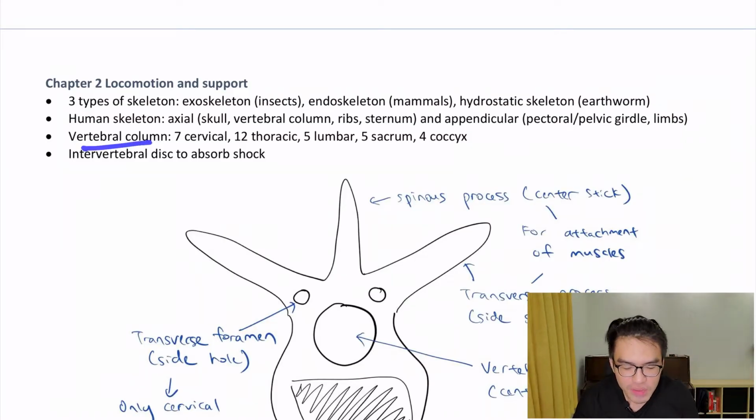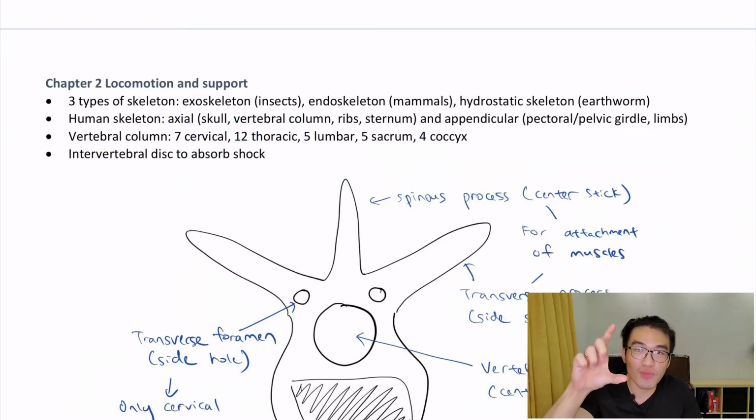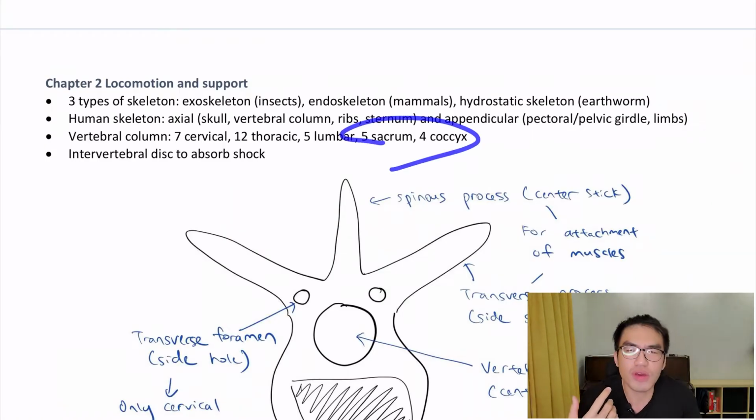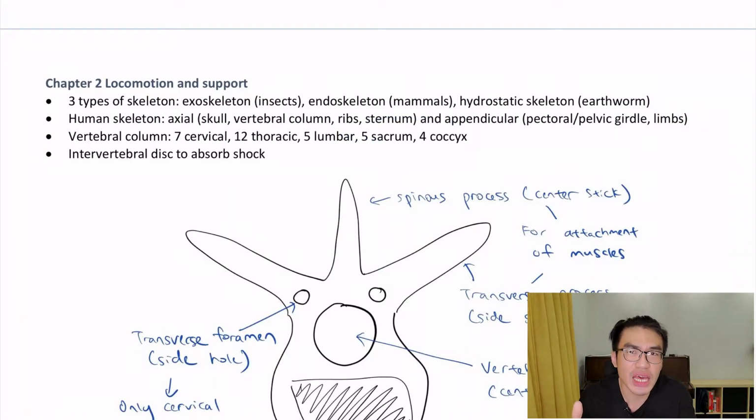So vertebral column is 7, 12, 5, 5, 4, means you have 7 cervical vertebrae, the neck vertebrae, 12 thoracic vertebrae means your chest vertebrae, 5 lumbar vertebrae means your lower back vertebrae. Sacrum and coccyx used to be our tail because we evolved from chimpanzee. Now we don't have it anymore. So your sacrum and coccyx just kind of sit there doing nothing.